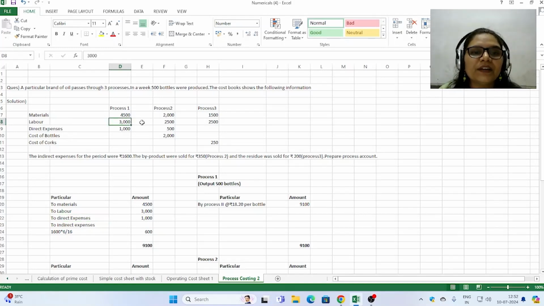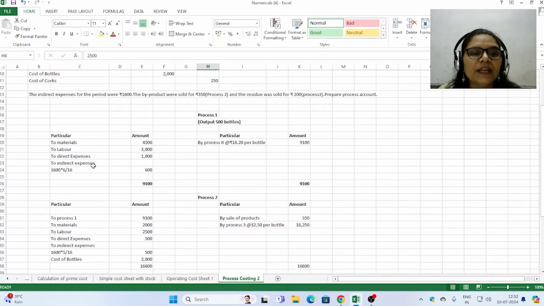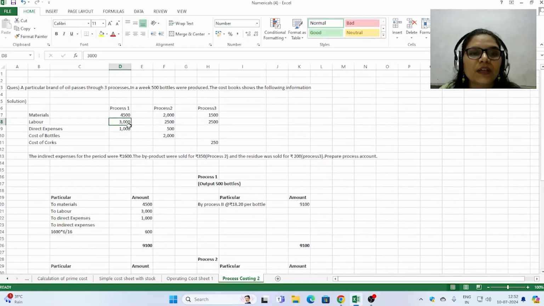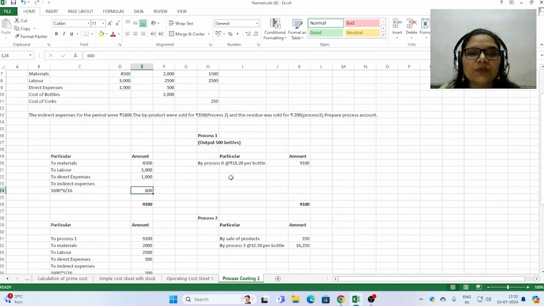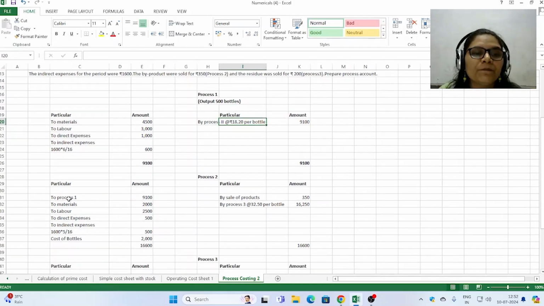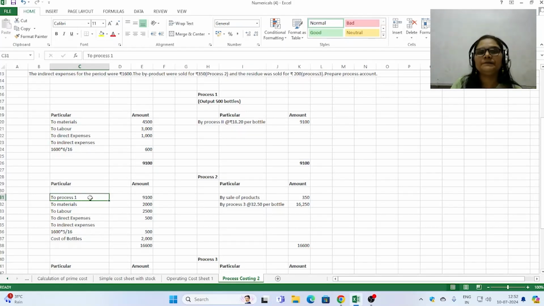We will divide 1600 on the basis of the labor ratio, which comes to 6:5:5. So indirect expenses for process 1 will be 6 by 16 of 1600. The total cost of process 1 is 9100, at the rate of 18.20 per bottle, which will be transferred to process 2 on the debit side as the opening balance, specified as process 1, 9100.